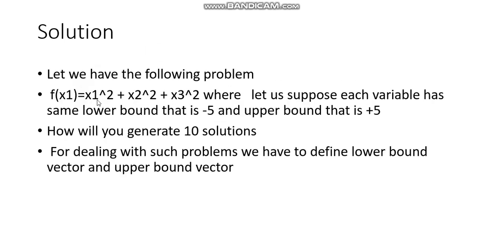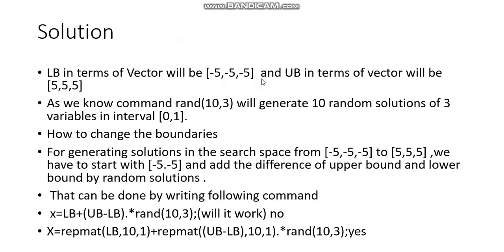This is another example where we have taken a 3-dimension function. 3-dimension means a 3 variable function, and let us suppose we want to generate values, and each variable is bounded by -5 and +5. So the boundaries are the same. How will you generate 10 solutions? We will use the same method. We will generate the lower bound vector and upper bound vector. rand(10, 3) will generate 10 solutions of 3 variables in the interval, and we will use the same method. Here we have to use the wrapmat function to match the size of these matrices. In this way we can generate the whole population immediately.